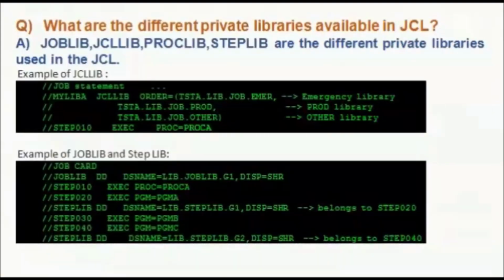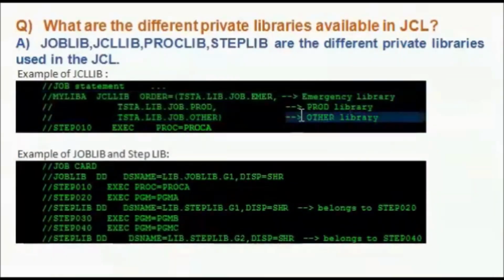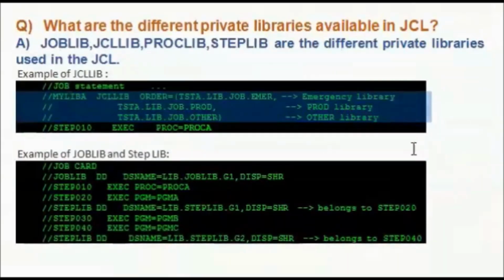What are the different private libraries available in JCL? JOBLIB, JCLLIB, PROCLIB, and STEPLIB are the different private libraries used in JCL. The JCLLIB statement is basically used for procedures and include groups. It identifies the names of your private libraries to execute the procedures coded in your EXEC statement. The system searches the libraries in the order you specify them in the JCLLIB statement.